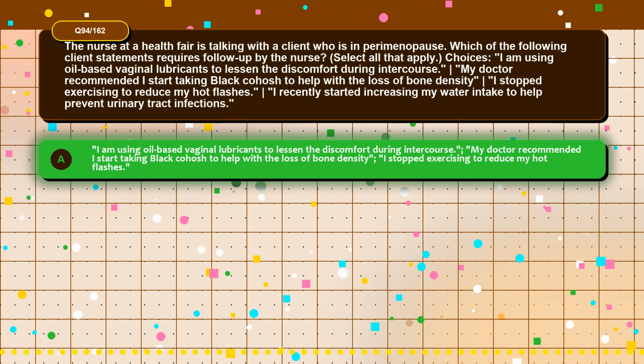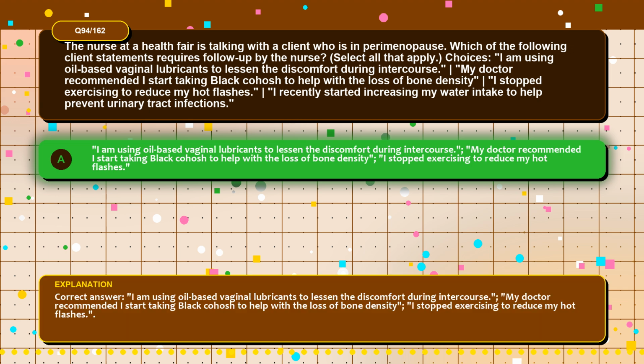The correct answer is option A. I am using oil-based vaginal lubricants to lessen the discomfort during intercourse. My doctor recommended I start taking black cohosh to help with the loss of bone density. I stopped exercising to reduce my hot flashes.